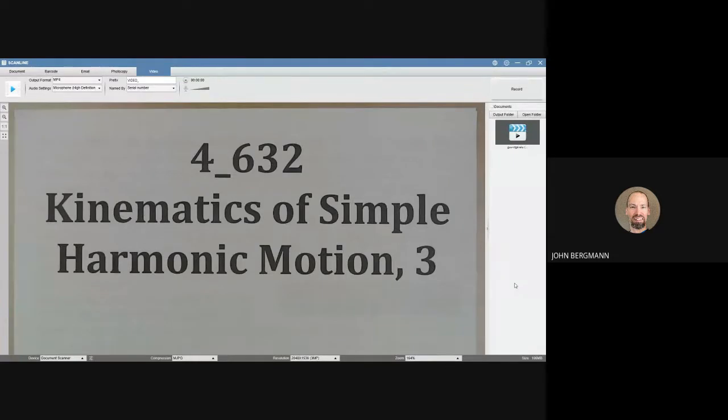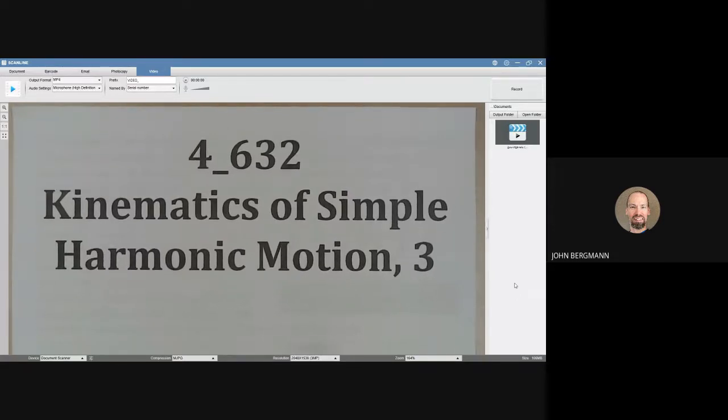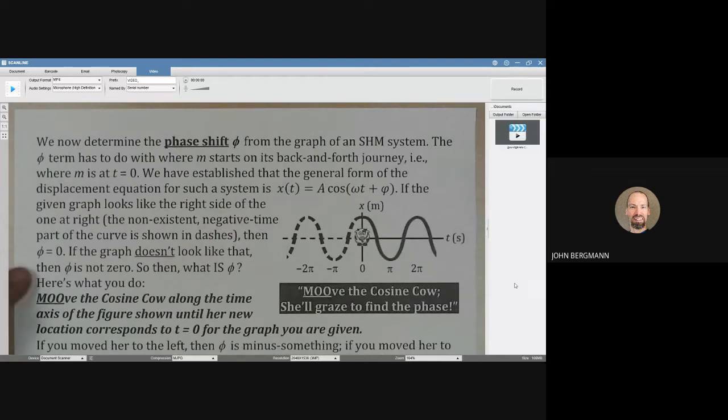We continue slogging through the kinematics of simple harmonic motion. This has been tough sledding, and it's going to be tough for 2 more videos, but we're doing the best we can. What we're going to deal with now is the phase shift.